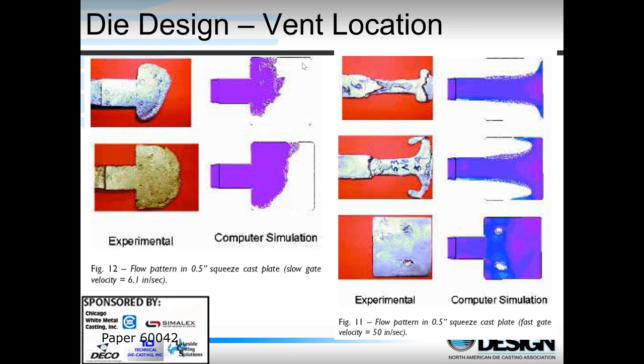On the left, we have semi-solid, where the last part to fill is on the right-hand corners. With conventional die casting, the last part to fill is on the left-hand corners. So again, we need to kind of think this through. You have to be able to provide locations so the die caster can put vents into these different locations.